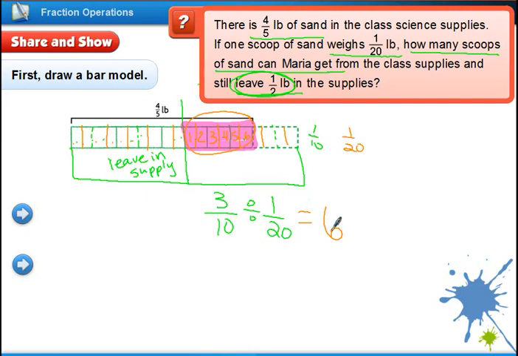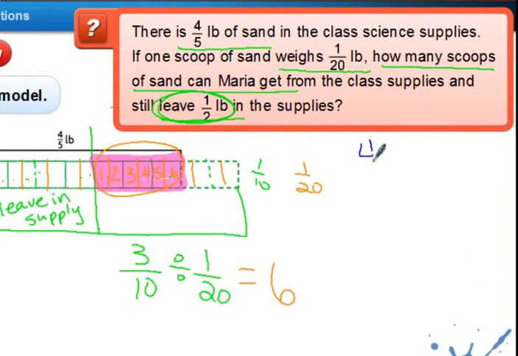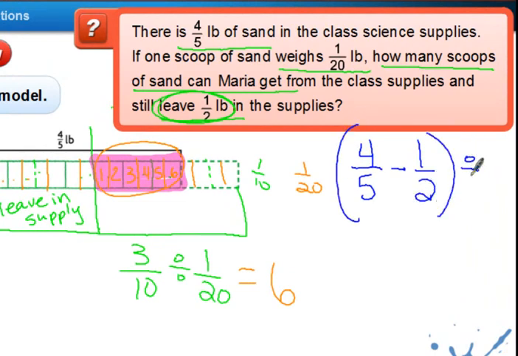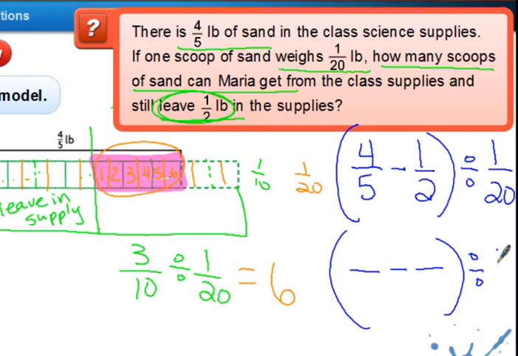We can also do this problem algebraically. We know that we are starting with 4/5 pound. We know that we want to have 1/2 pound left over, and then we want to divide that into 1/20th scoops. The number one rule when adding or subtracting fractions is you have to have a common denominator. Order of ops tells us we'll do the parentheses first.